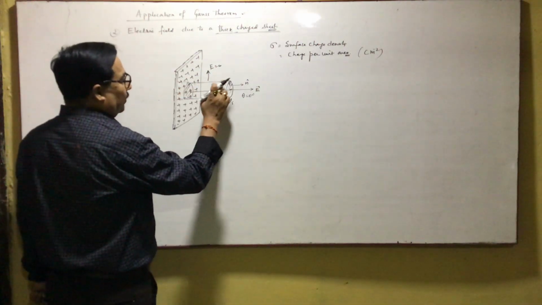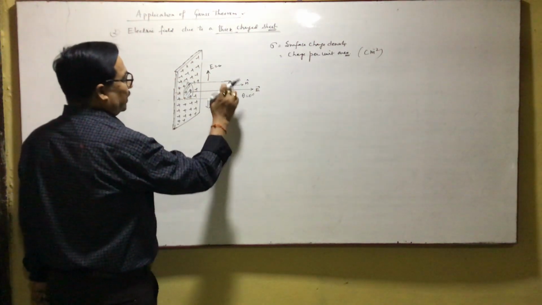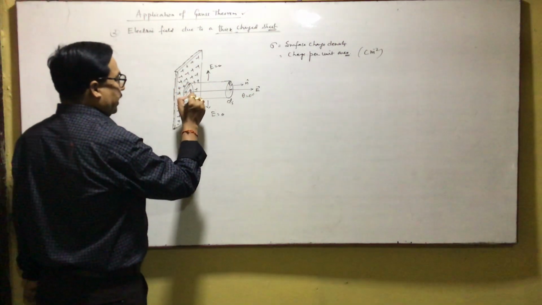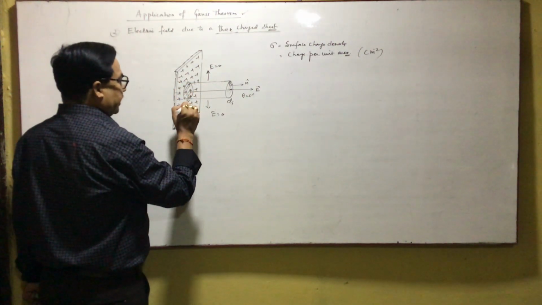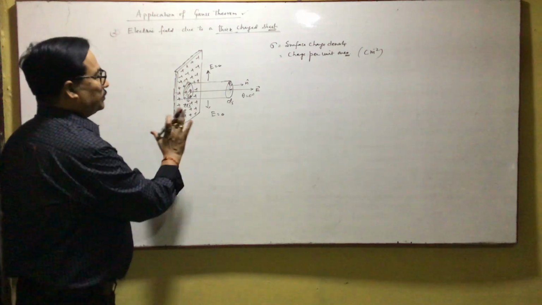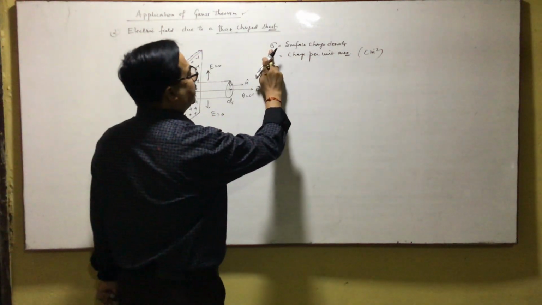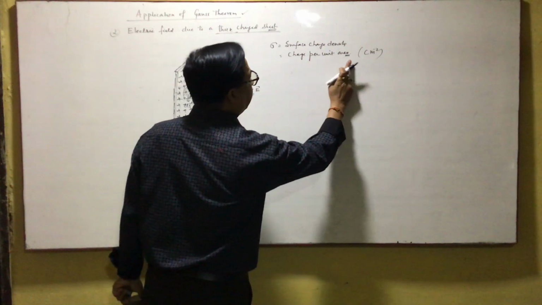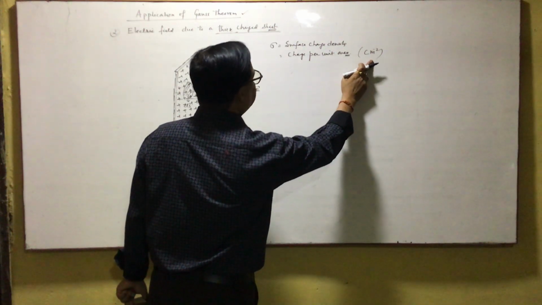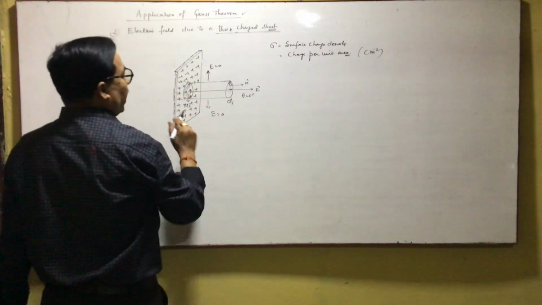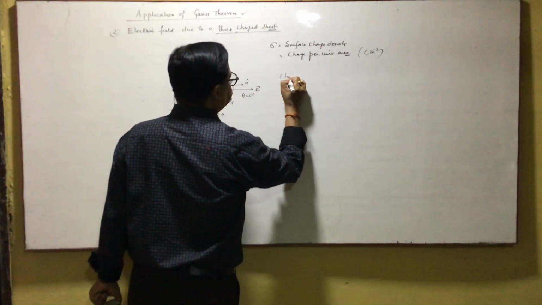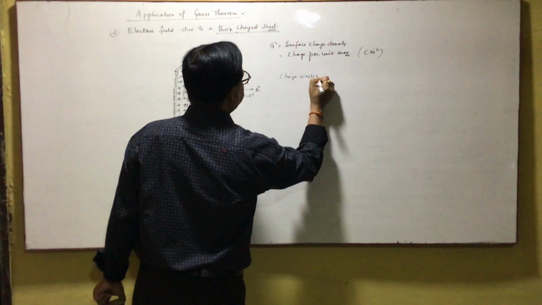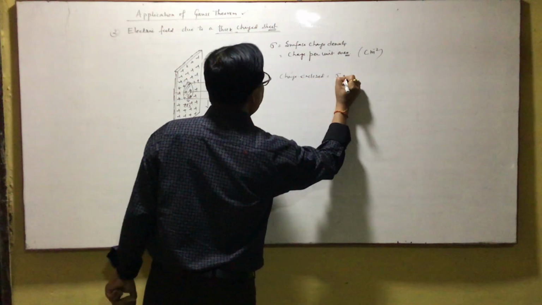So again here the cylindrical shape is considered as a Gaussian surface and a portion ds is enclosed by it, and again sigma is surface charge density, that is charge per unit area, and coulomb per meter square is the unit. So the charge enclosed here is again sigma into ds.